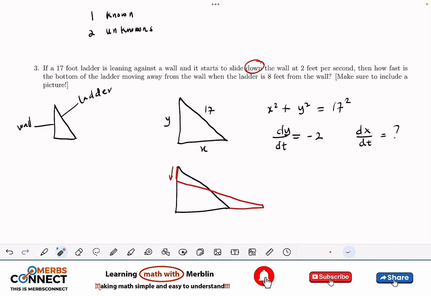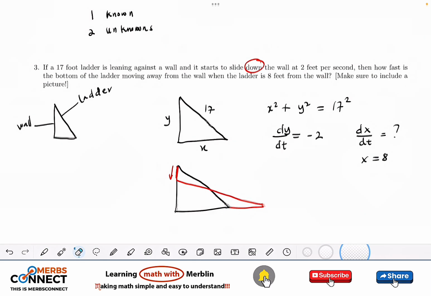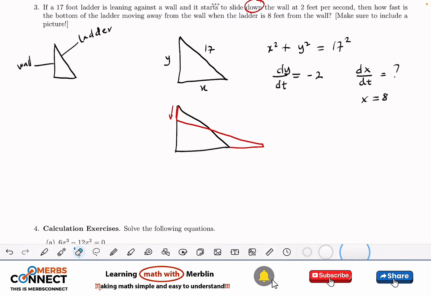Then the question is also saying that when the ladder is 8 feet away from the wall, we are talking about what is here? What is x, right? So x is equal to 8. So now we have a lot of information here, which will help us to do what we want to do.